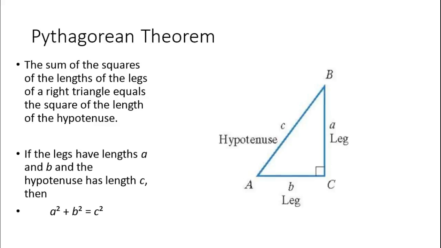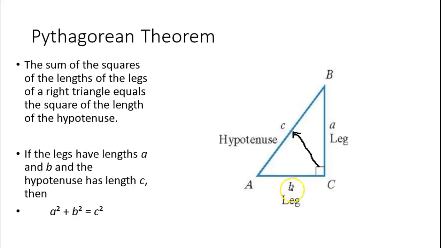Okay. Now, the Pythagorean theorem. I know you've been waiting on this, and you should remember this from high school also. The Pythagorean theorem says the sum of the squares of the lengths of the legs of a right triangle equals the square of the length of the hypotenuse. And what you've got to remember is the hypotenuse is always the side across from the right angle. A right triangle can be oriented various ways, but if you just remember that the hypotenuse is across from the right angle, you'll be fine.